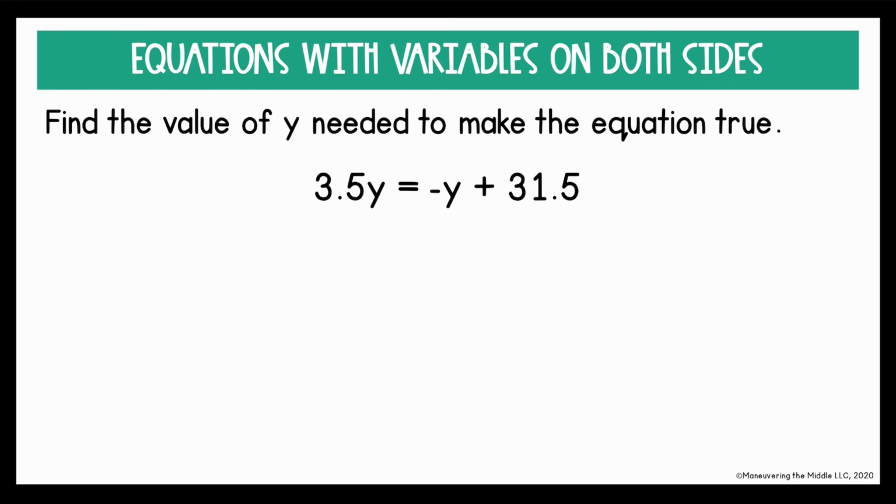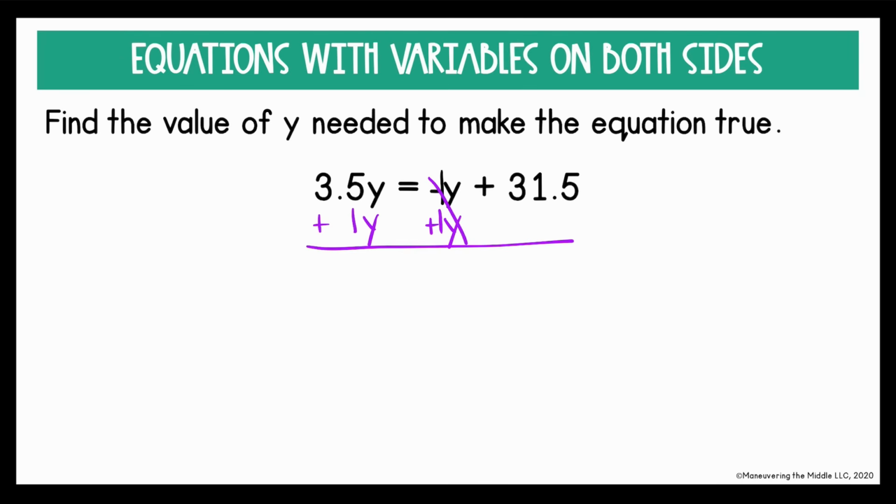Technically, this says negative y, but I could write negative 1y. There's an understood 1 there if it's just the variable. So this term is negative. So if I want to cancel negative y from the right, I need to add y to both sides. Or add 1y if that helps.